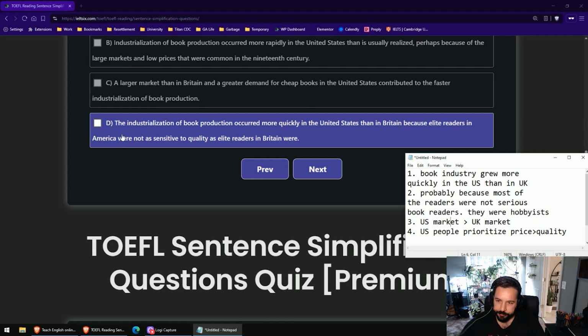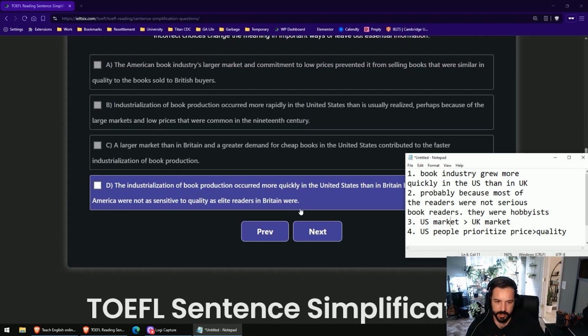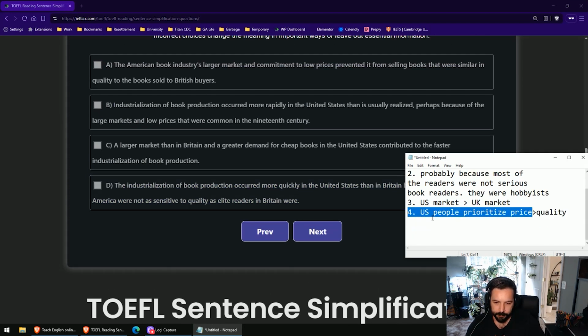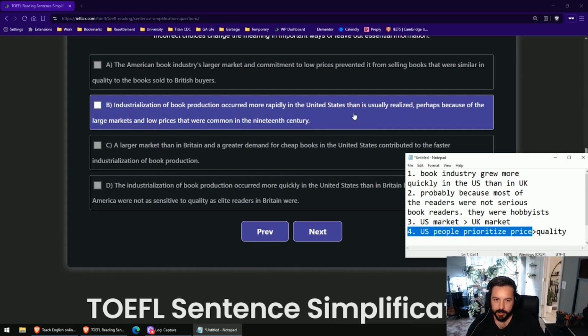Okay. The industrialization of book production occurred more quickly in the US than in Britain because the elite readers in the US were not as sensitive to quality as elite readers in Britain were. So this is mentioning the quality part. So now I give you some time to think about it.